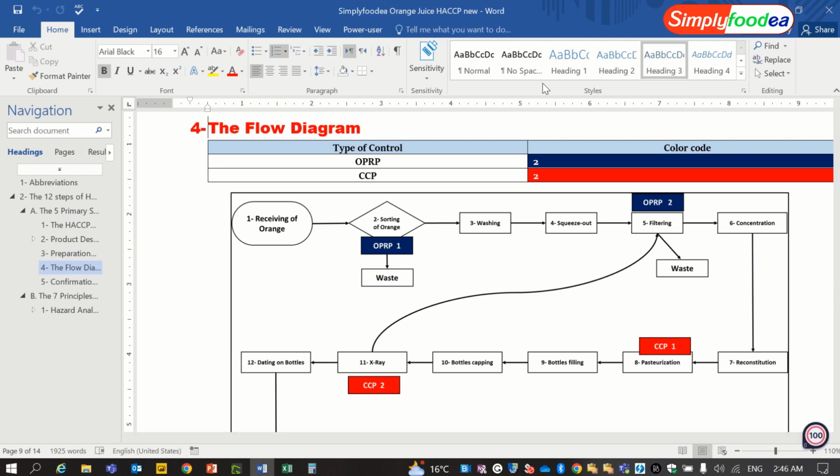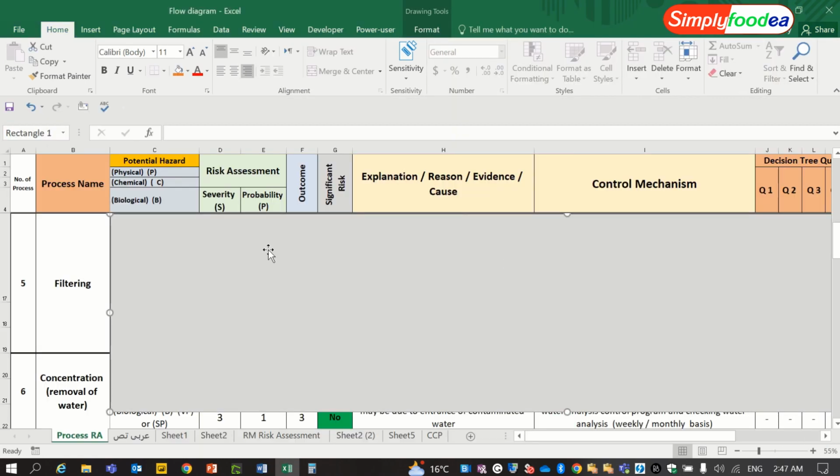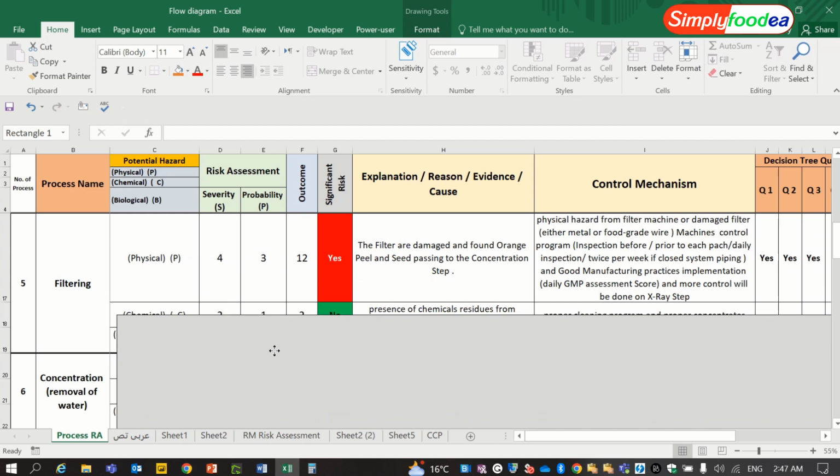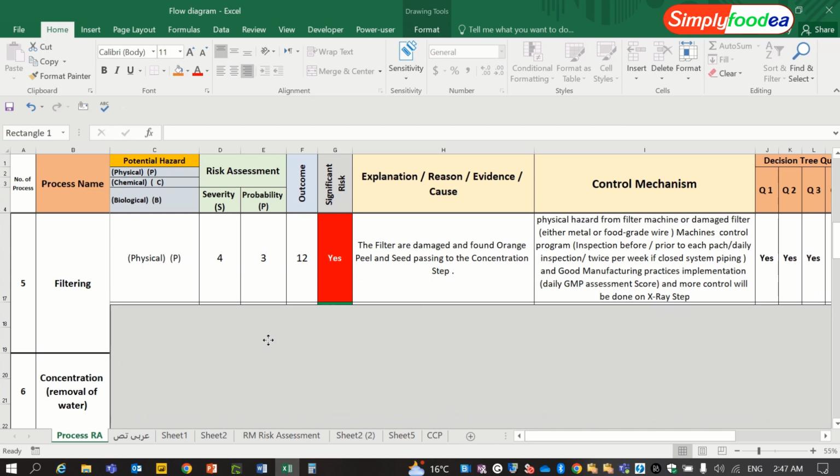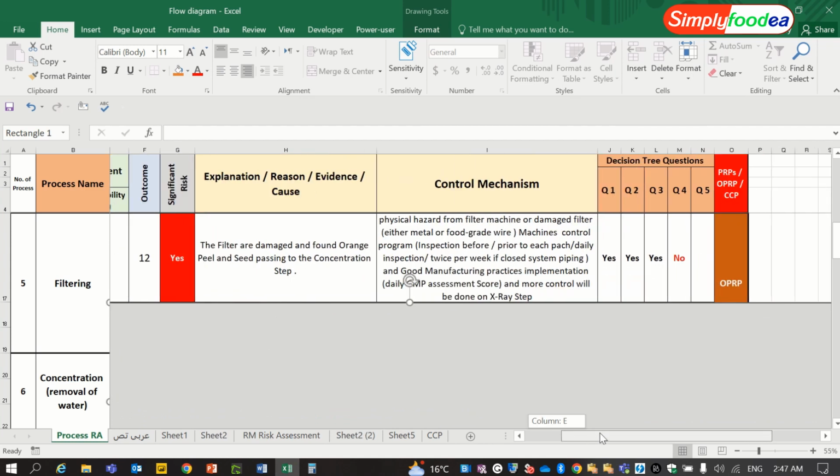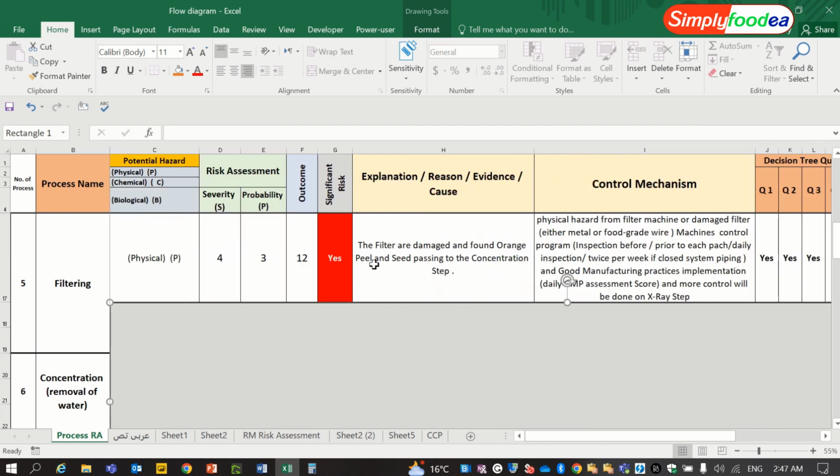Today we'll continue the rest of the processes in the flow diagram of the orange juice. I know it is a long series of steps, but it is very important to know how to make a risk assessment for each process. So we'll continue now with the filtering process. In this process, I have decided that it will be an OPRP, and we will know why, and this is very important.